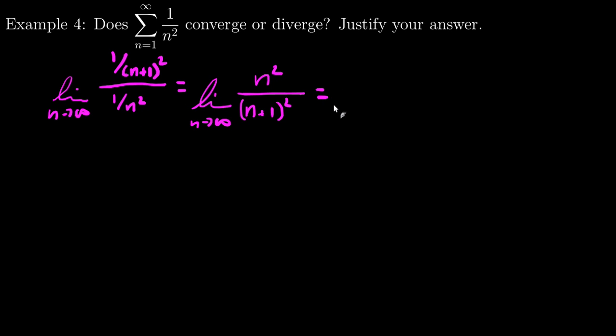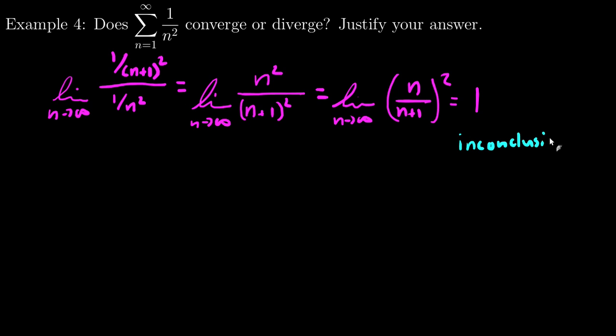And this here is the same thing as the limit as n approaches infinity of n divided by n plus 1, all squared. Just like before, this approaches 1. And so what that means is the limit test is inconclusive. I'll need to do something different to figure this out. So what can I do?